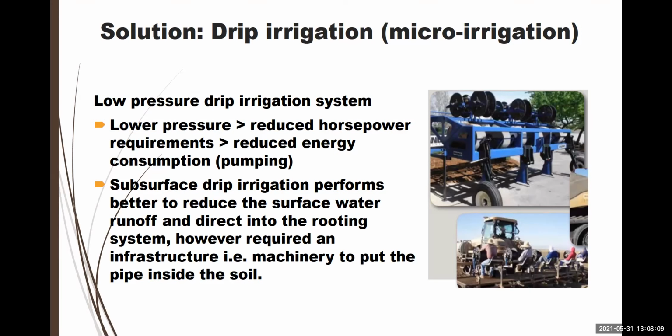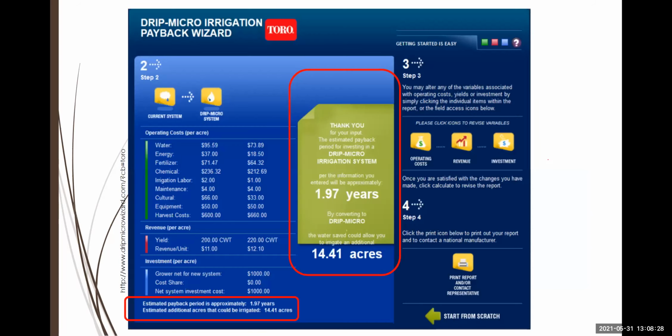You can also have surface or subsurface drip irrigation. However, subsurface performs better to reduce the surface water runoff and also evapotranspiration from the heat on the soil. Yeah, and basically you supply directly to the root system. Yeah, so there is an app that you can download, Drip Micro Wizard, to estimate the labor costs and also all the costs related to irrigation.